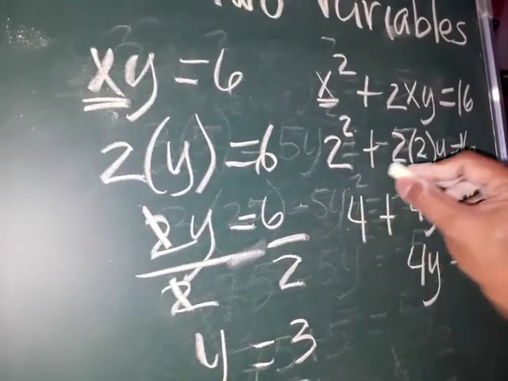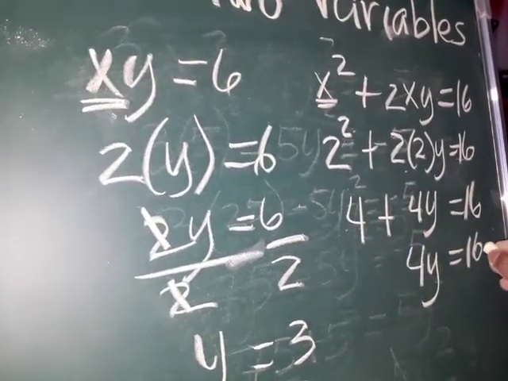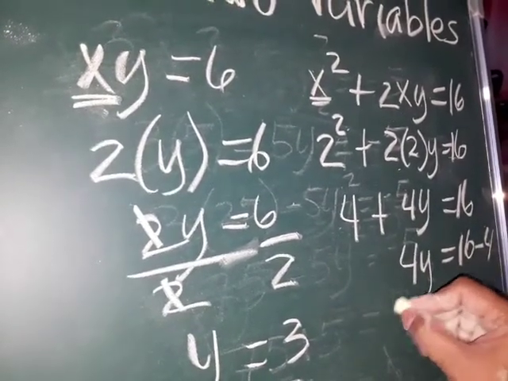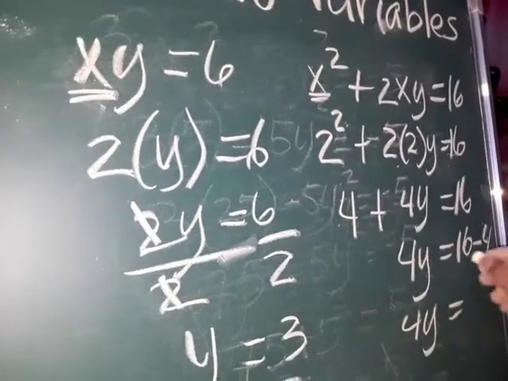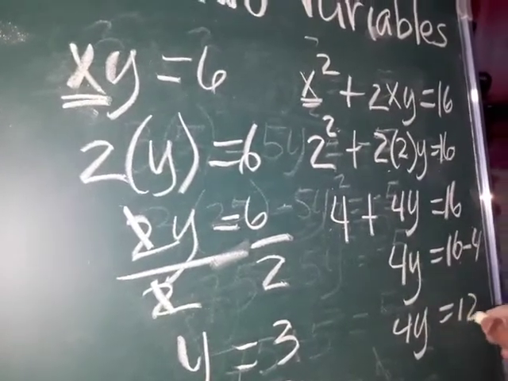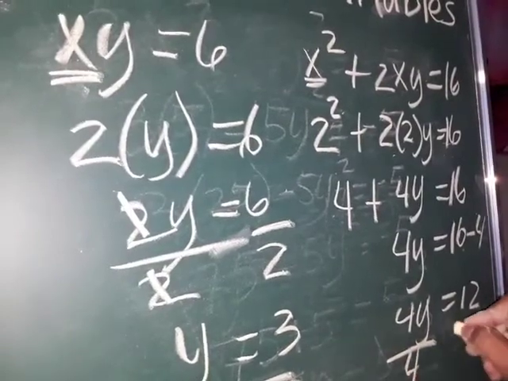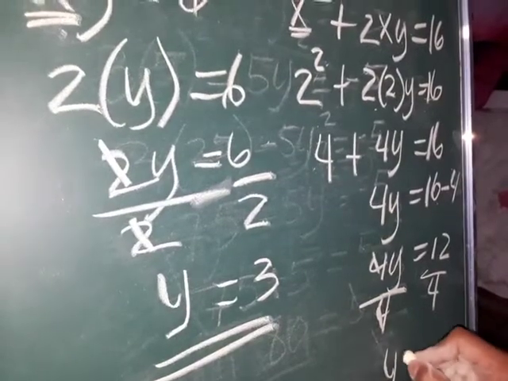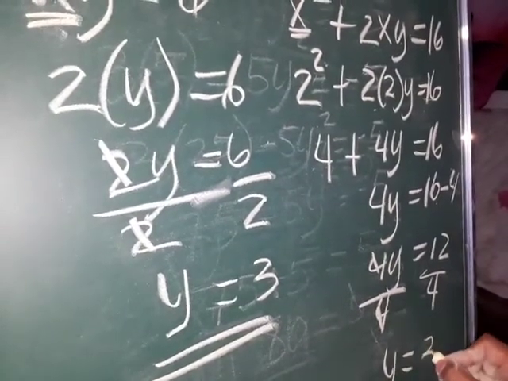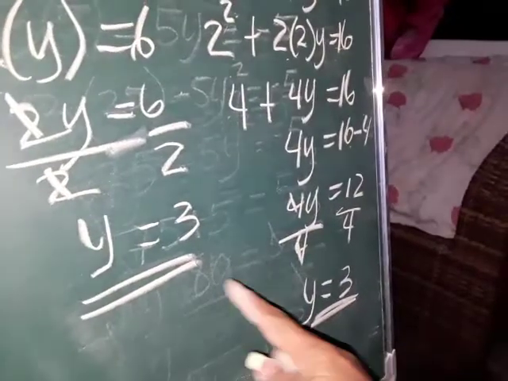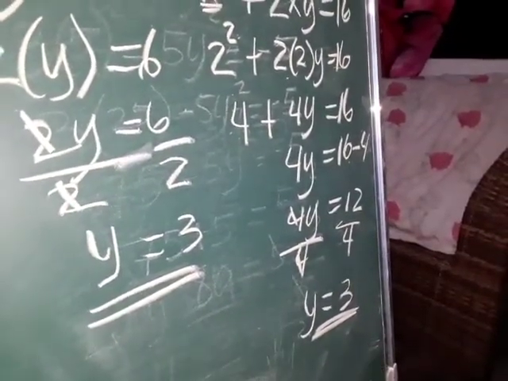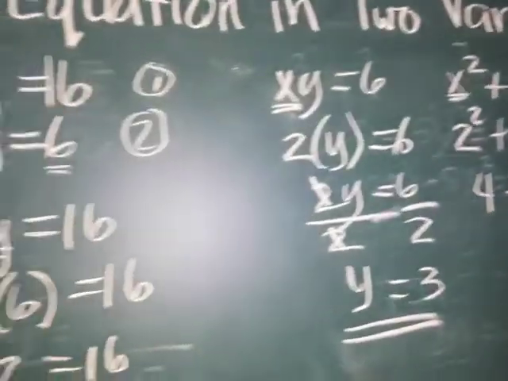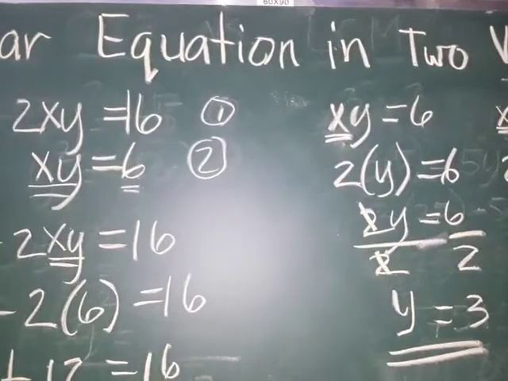Positive 4 transposed over the equal sign becomes negative 4. So 4y is equal to 16 minus 4, which is 12, divided by 4, divided by 4, cancel. Y is equal to 3. So, do we have the same answer? Yes. Okay, so that's how we solve linear equations in two variables.